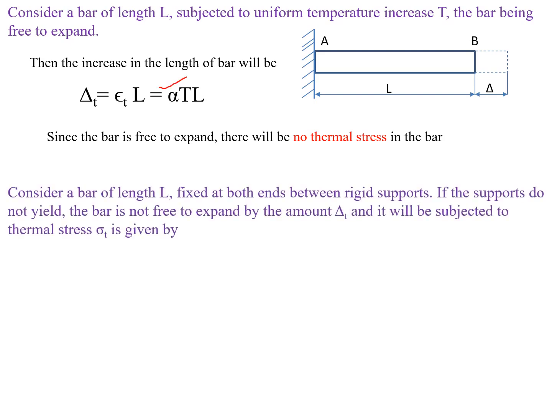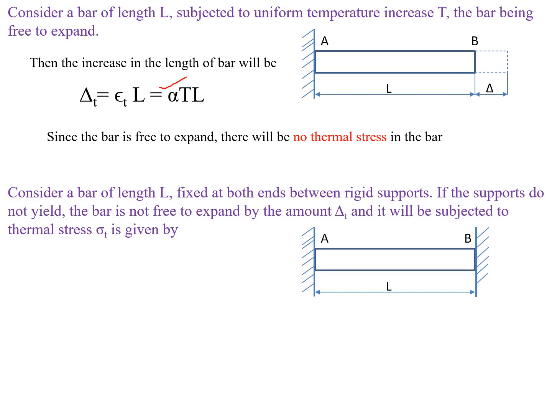Now see the second condition, that is bar AB having length L and fixed at both ends, with a rise in temperature capital T. In this condition, stresses will be generated in the member. The reason is, due to these fixed supports, resistance is offered to the deformation. Actually the member would deform when freely expanded.